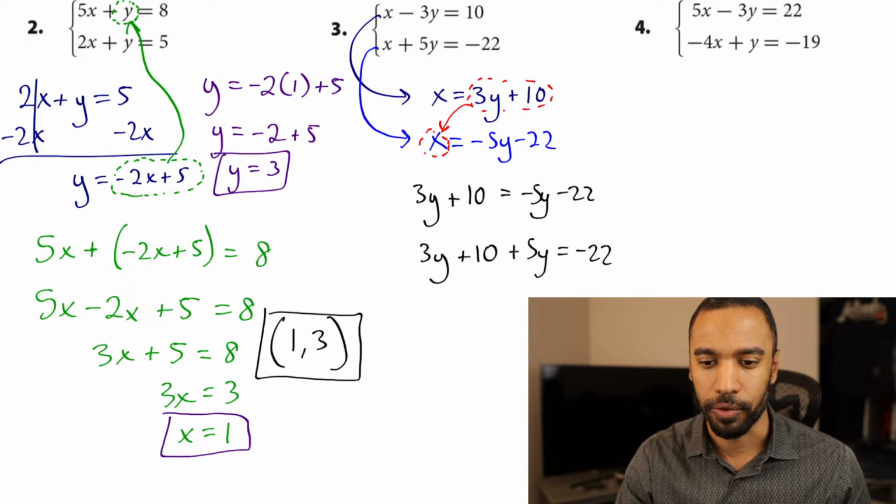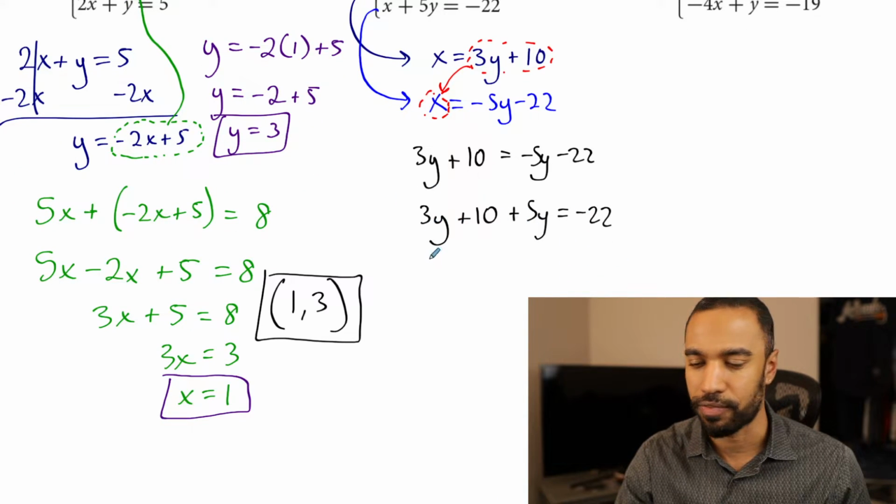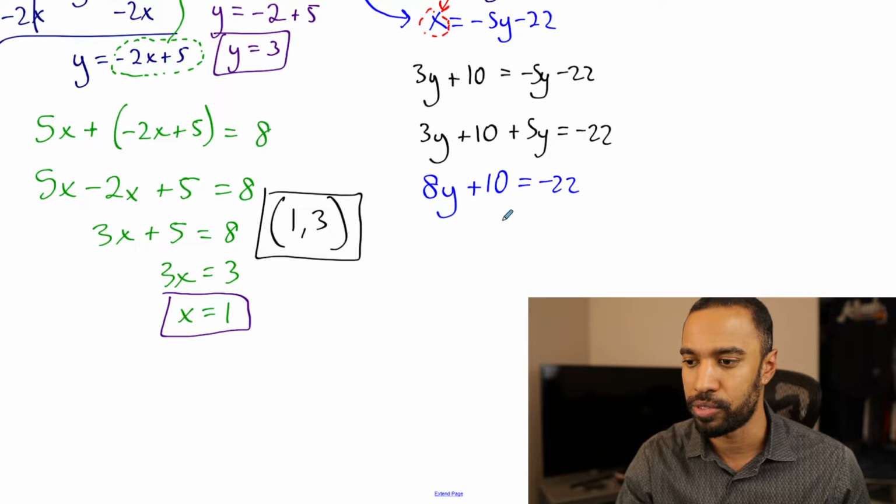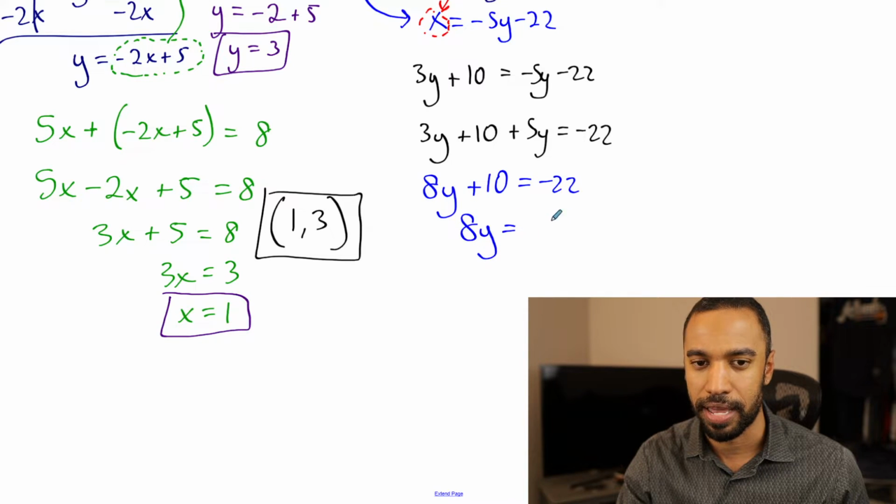All right, let's go ahead and solve for y. Combine like terms here: 3y plus 5y equals 8y. 8y plus 10 equals negative 22. Let's subtract 10 from both sides, and negative 22 minus 10 is negative 32. Divide both sides by 8. You get y equals negative 4.